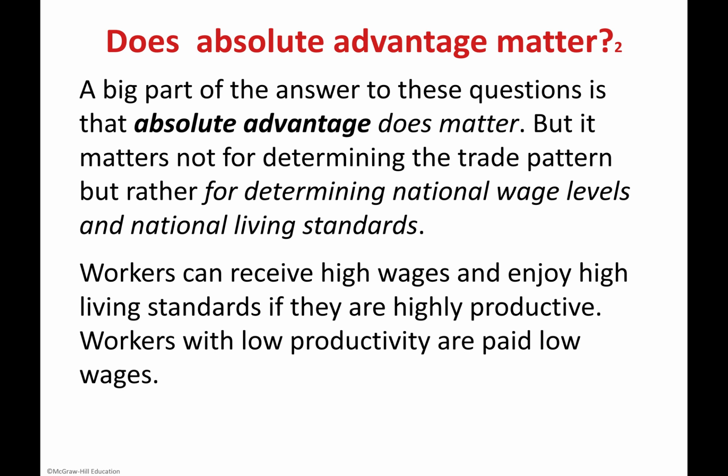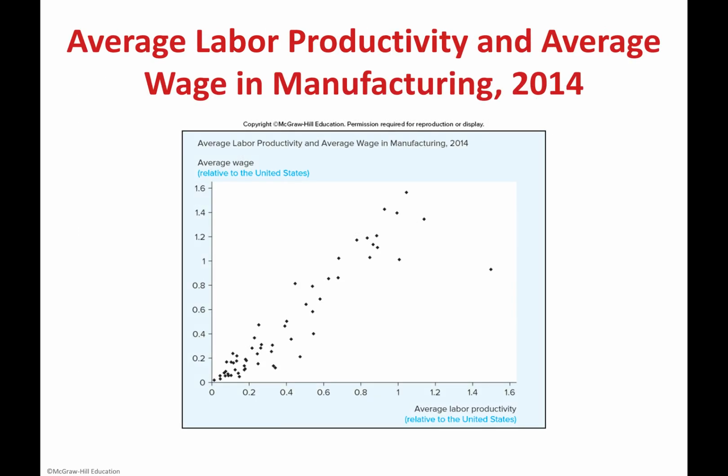And the reason why is that if you have an absolute advantage in something, usually it's because your workers are more productive. If they're more productive, then their wages are higher. And of course, higher wages leads to higher national living standards. Workers can receive higher wages and enjoy high living standards if they are highly productive. Workers with low productivity are paid low wages. And we can see, this is good evidence for the Ricardian model in a way. So it shows that wages and labor productivity are clearly related. They are correlated from this diagram.